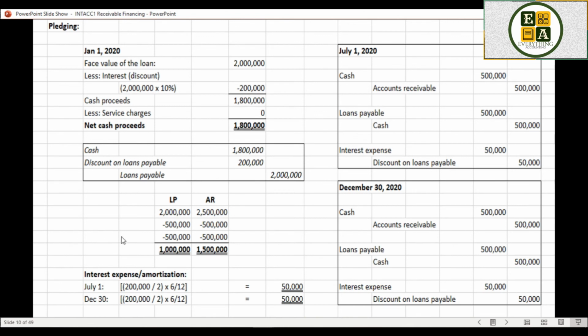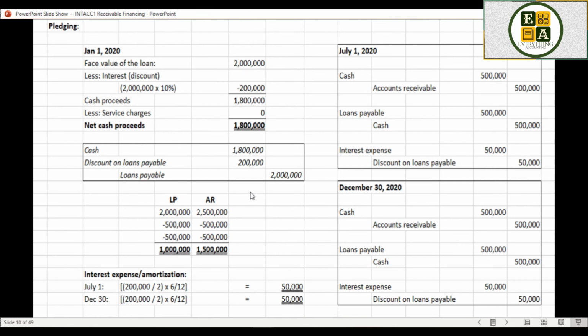So, for loans payable, yung may mga entries natin na naka-debit are journal entries na nasa July 1 na 500,000 debited and sa December 30, 500,000 debited. Kaya meron tayong ditong deduction na dalawang 500,000. So, yung balance ng loans payable will be 1 million.